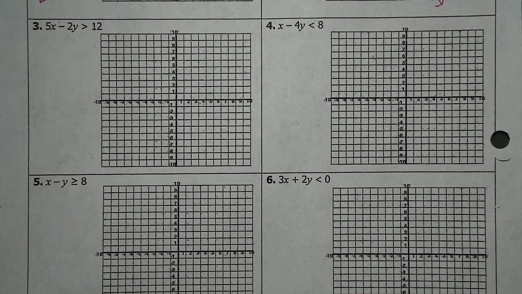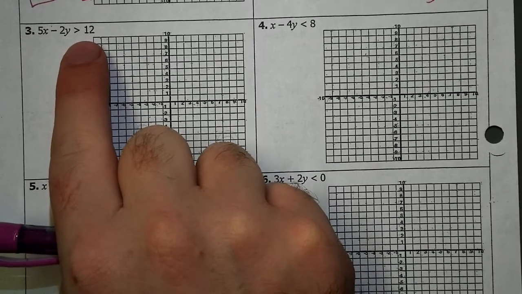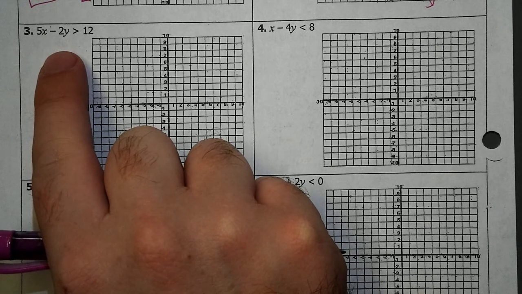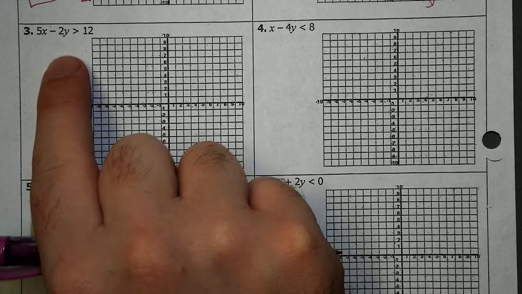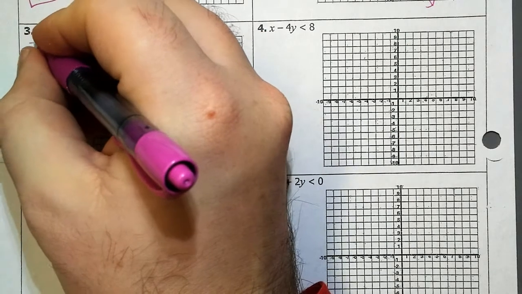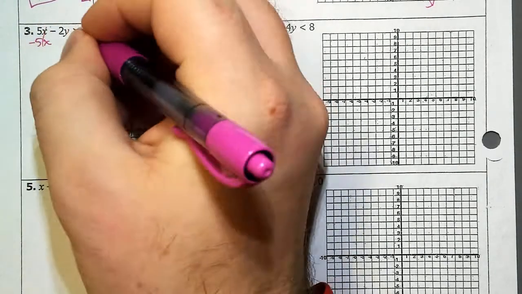All right, so number 3, if we look at it, this does not say y equals or y symbol and then a number. This is in standard form, right? So we have to change it into y equals form. How do we do that? We move our x.